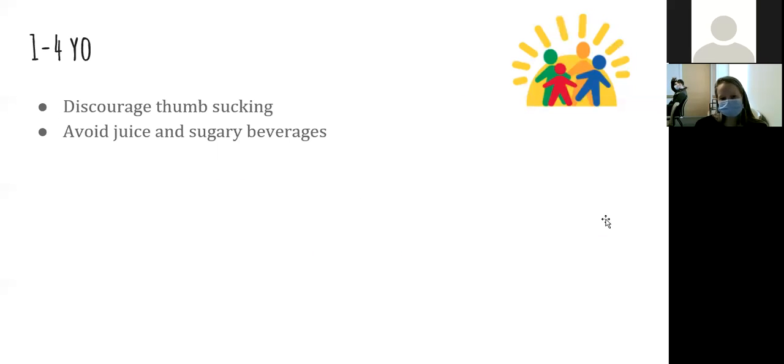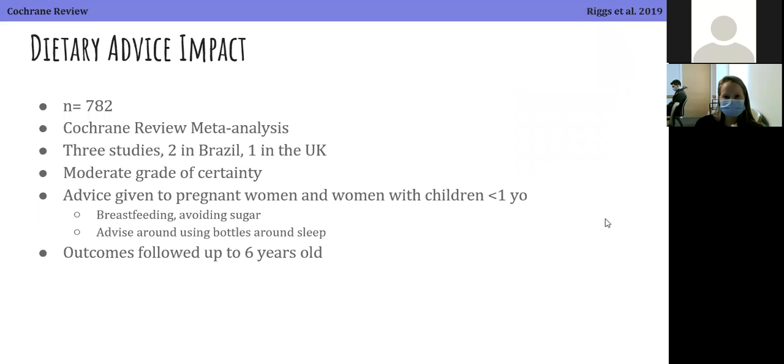For the 1 to 4-year-old crowd, they again recommend discouraging thumb sucking and avoiding juice and sugary beverages. So I wanted to look up whether giving dietary advice was actually effective. This had popped up in multiple other studies citing sugary treats as increased risk of caries, and that certainly seems like it would make sense.